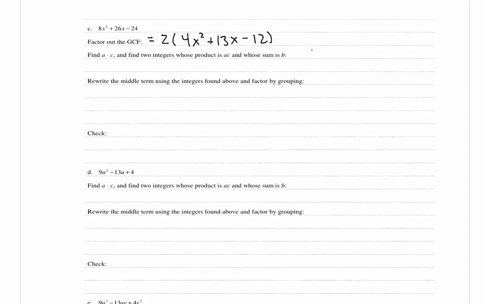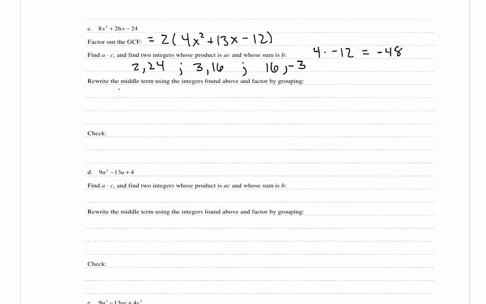So a times c is 4 times negative 12, which is equal to negative 48. And now we need two integers whose product is negative 48 and whose sum is 13. So for 48, we could have 2 and 24. We could have 3 and 16. Because our a times c is negative, one of the factors has to be negative. And if we did 16 minus 3, we would get 13. So we're going to use 16 and negative 3.